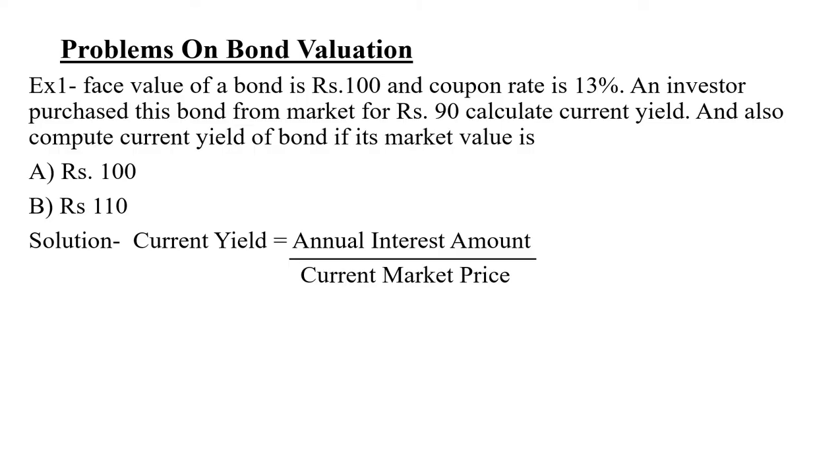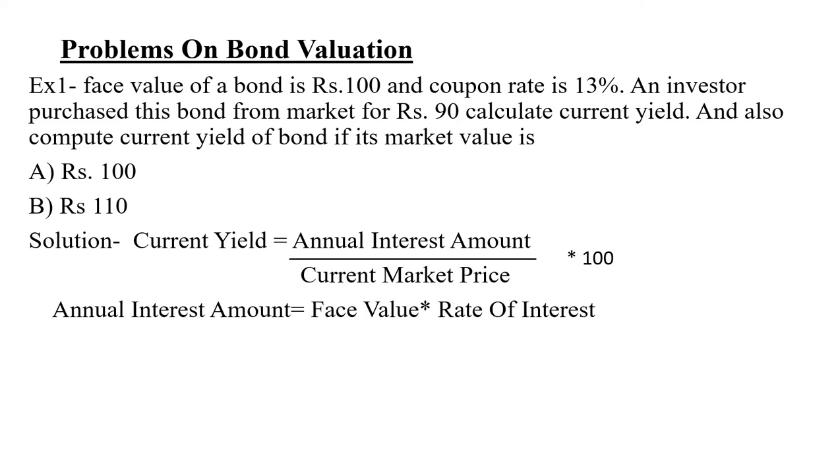So the formula is current yield is equal to annual interest amount divided by current market price, into 100. So this is the formula to calculate the current yield. First we have to calculate what? Annual interest amount. Correct. So what does the formula say? Annual interest amount divided by current market price into 100. So first we have to calculate annual interest amount.